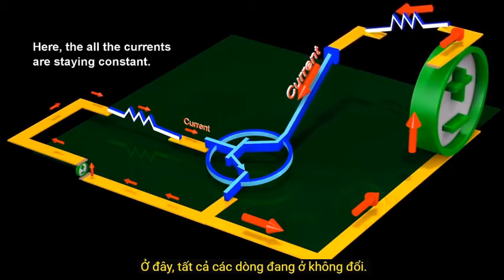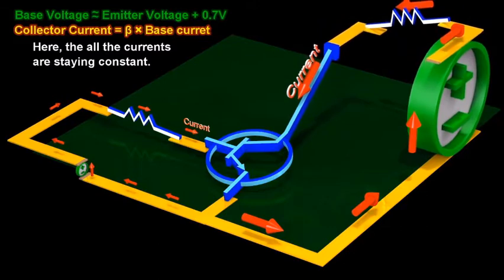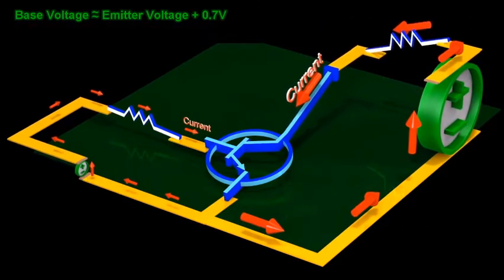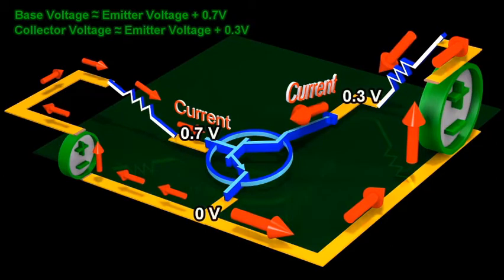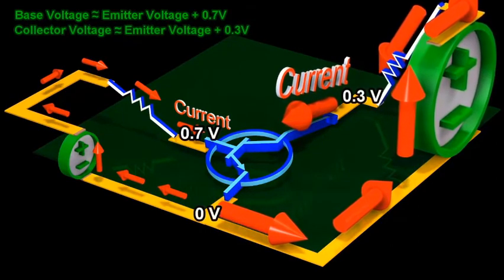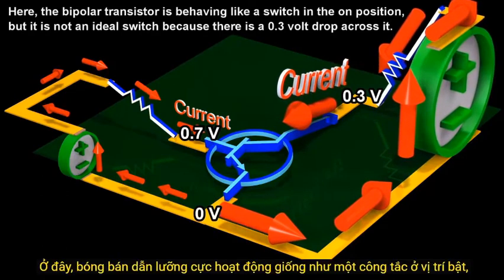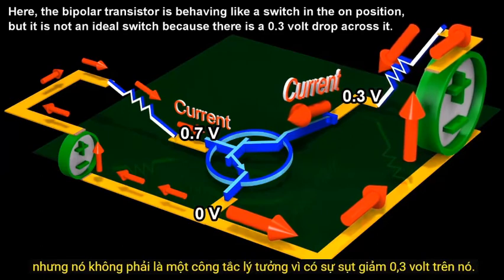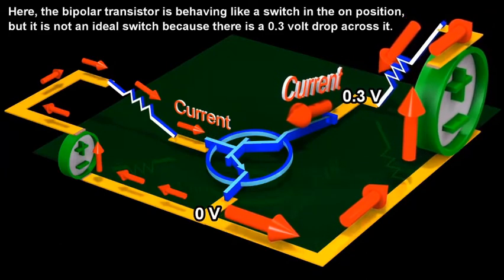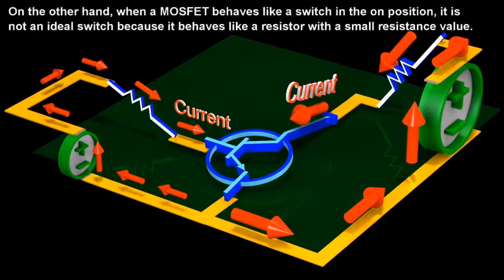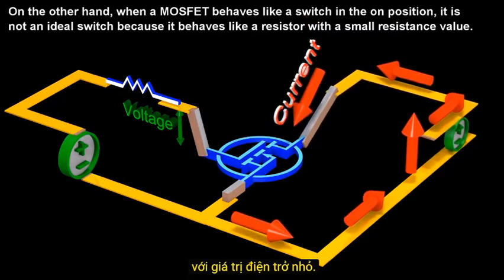Here, all the currents are staying constant. Here, the bipolar transistor is behaving like a switch in the on position, but it's not an ideal switch because there is a 0.3 volt drop across it. On the other hand, when a MOSFET behaves like a switch in the on position, it's not an ideal switch because it behaves like a resistor with a small resistance value.